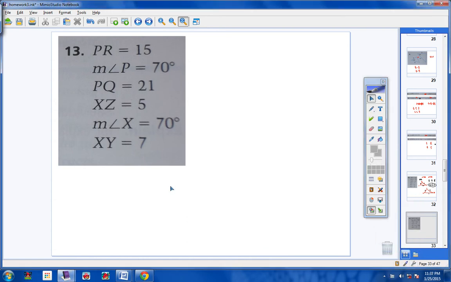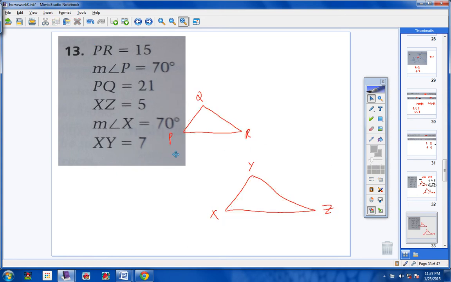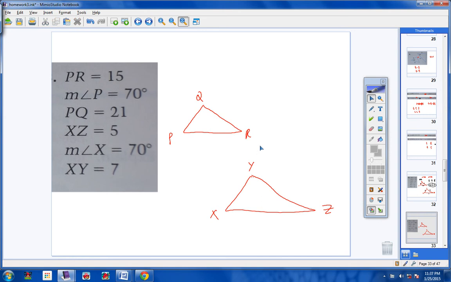Number 13. Okay, students, number 13, here we go. Alright, let's use these same triangles here real quick. And let's see what we got. PR is 15. Angle P is 70 degrees. PQ is 21. XZ is 5. Angle X is 70 degrees. XY is 7. Now students, it looks like we have side, angle, side.